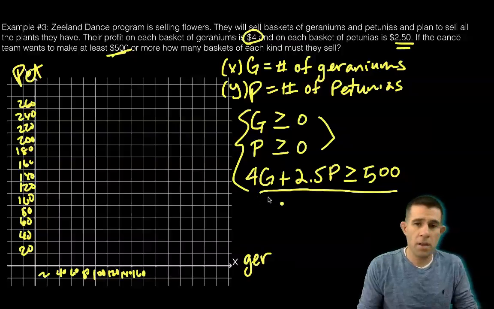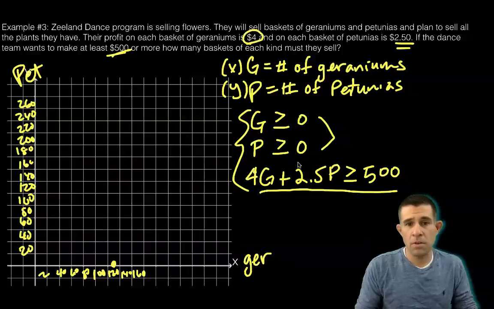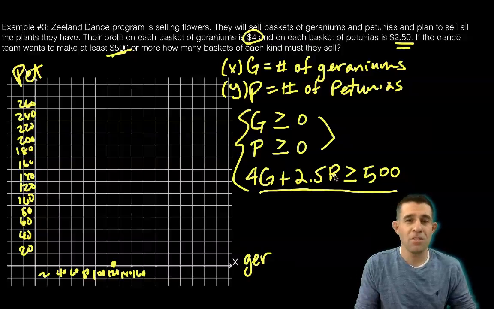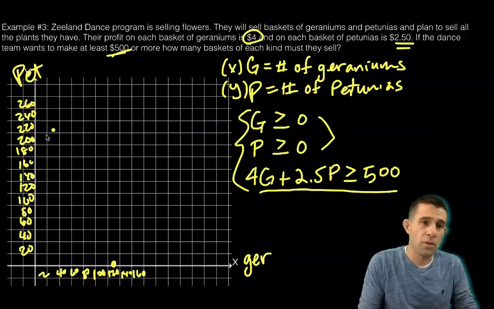Remember how to find intercepts from last chapter. If we want to find our g-intercept, that is our x-intercept, we're going to cover up or substitute 0 in for p. Take 500 and divide it by 4, and you're going to get 125. So that's approximately right here. There's our g-intercept. Next, we're going to find our p-intercept. So cover up the g term, take 2.5p and solve for p. So 500 divided by 2.5 is going to give us 200.